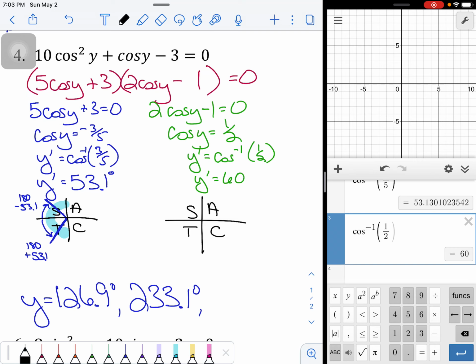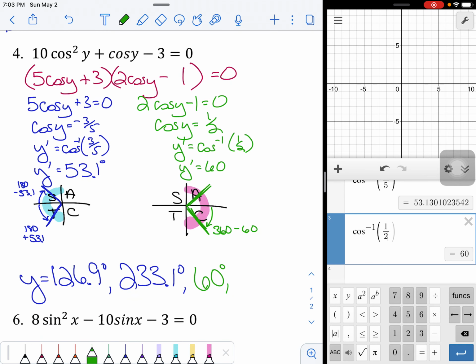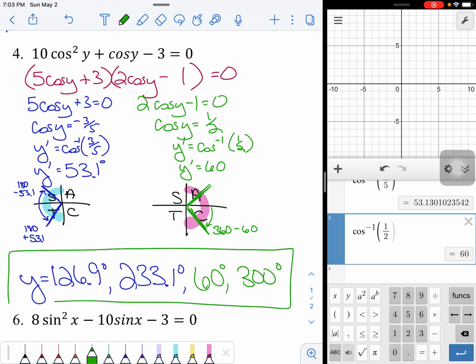A, S, T, C. Where is cosine positive? Well, cosine's going to be positive in quadrants 1 and 4. So in quadrant 1, you just use your reference angle. So that's going to be 60 degrees. And in quadrant 4, back up off the unit circle, right off that x-axis. So 360 minus the reference angle is just going to be 300 degrees. So 4 answers. 2 happen to be for your first factor set, and 2 of them are from the second factor set. So there's the work.